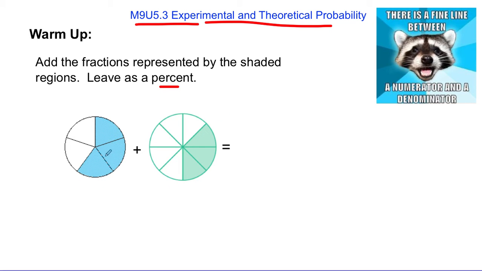Sweet. Okay, so here we go. This is 1, 2, 3, 4, 5 pieces. So it's a whole broken into 5 pieces, and 3 of them are shaded in, so 3/5. We're adding to that. Let's see, 1, 2, 3, 4, 5, 6, 7, 8. So this is broken into 8 pieces, and 3 of them are shaded in. So we have 3 out of 8 and 3 out of 5.